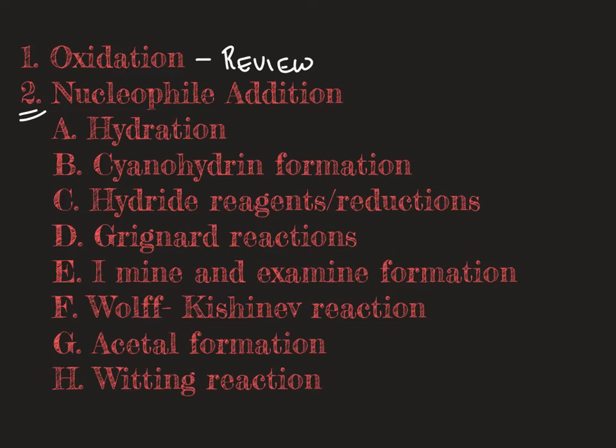So we can do hydration, which is essentially addition of water. And what we're going to get from this typically is a diol. So we're going to add 2 alcohol groups. Cyanohydrin formation, what we are adding is HCN. So you'll be adding a cyano group. Hydride reagents, which would lead to reductions, as well as the Grignard reactions, both of these are going to produce alcohols. And those reactions are also review.